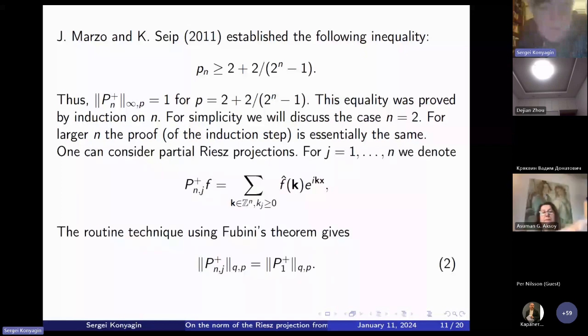So we have to consider partial Riesz projections for any j. We consider the following partial Riesz operator. We take the sum over such vectors k that the j-th coordinate is non-negative, and we have no restrictions on other coordinates, so this is a partial operator. And it is easy to prove that the norm of this partial Riesz operator is just the norm of the one-dimensional Riesz projection.